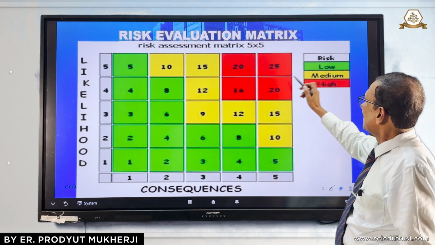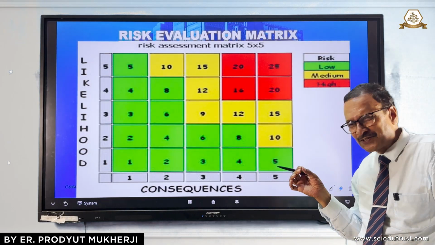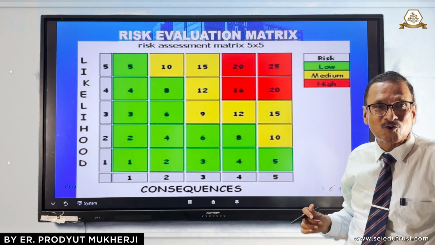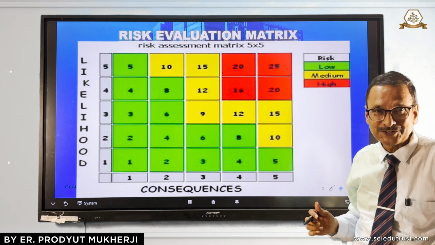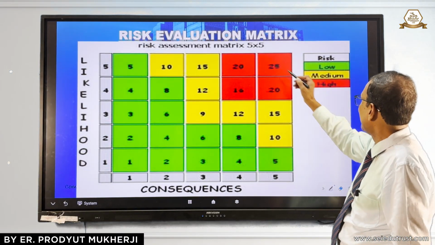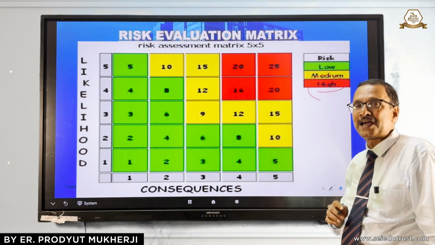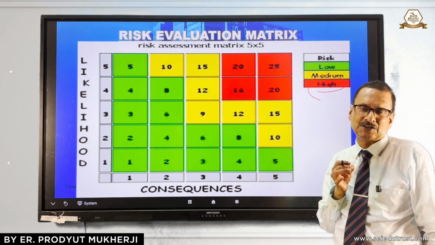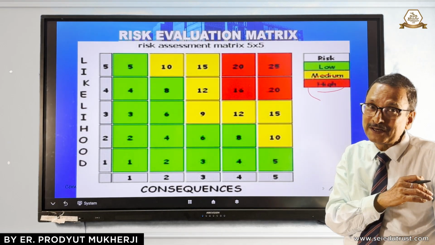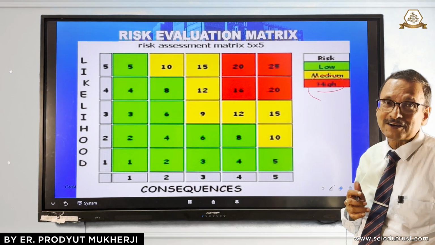Low risk. Yellow is a medium risk, with some small minor control methods, so you can go ahead. Red, risk is very, very high. You have to reduce the risk by either reducing the probability or by reducing the consequences.